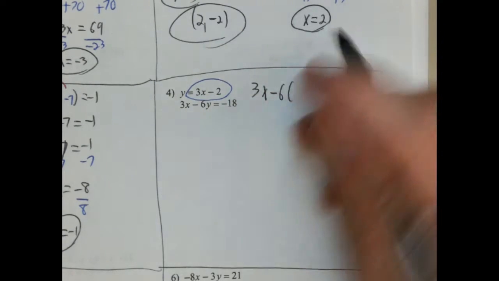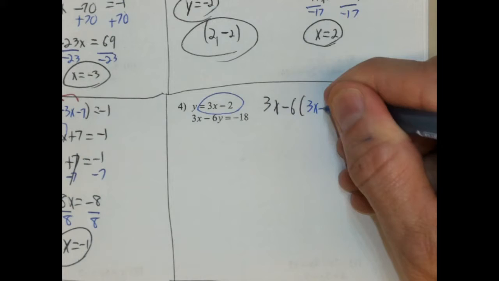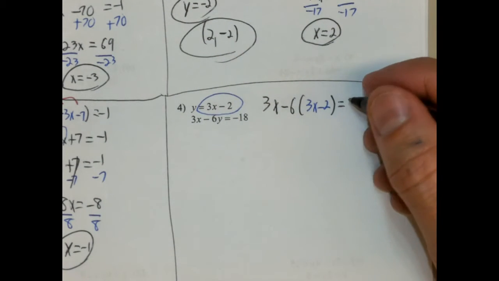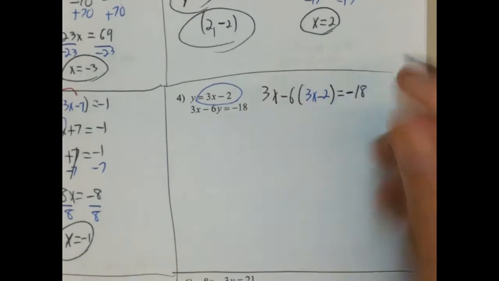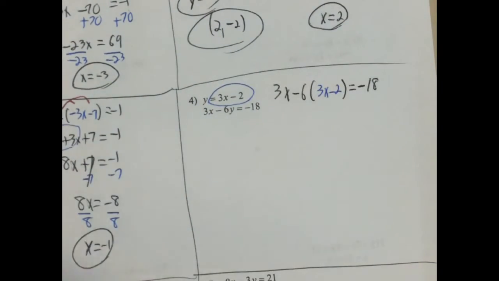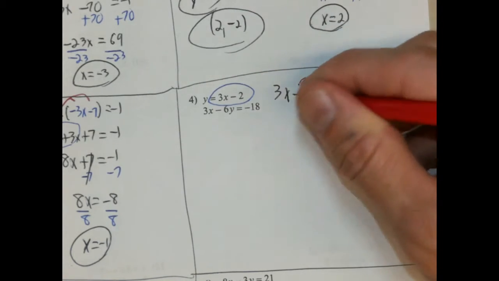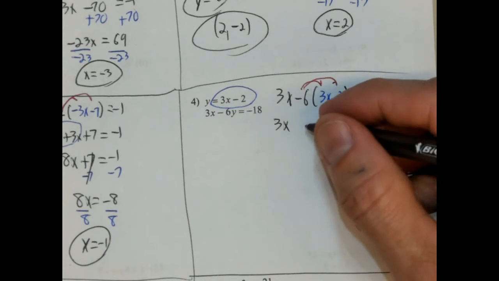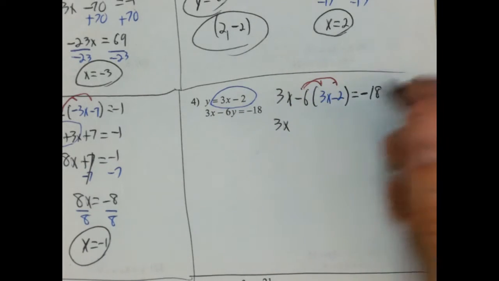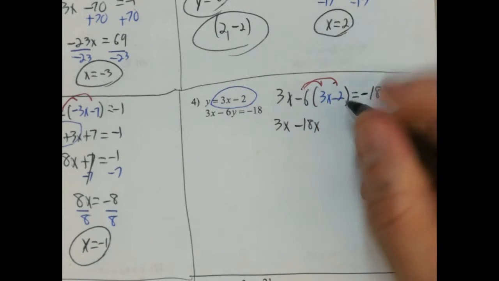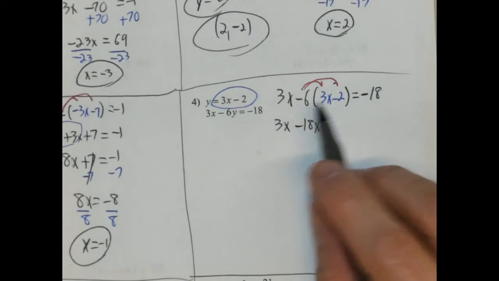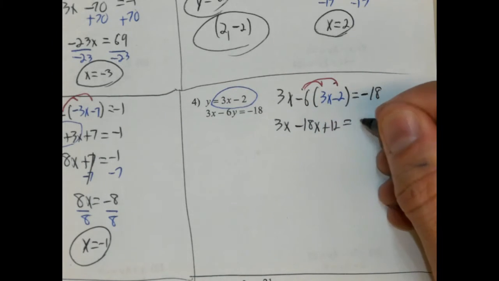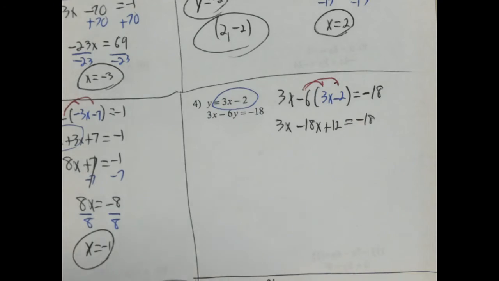So we're going to plug this in for y. So 3x minus 2, and equals -18. We're going to distribute that -6. And don't forget that's a -6. That's something people always forget. So 3x and then -6 times 3x is -18x. And -6 times -2 will be positive 12. And that's -18. Let's combine our like terms.